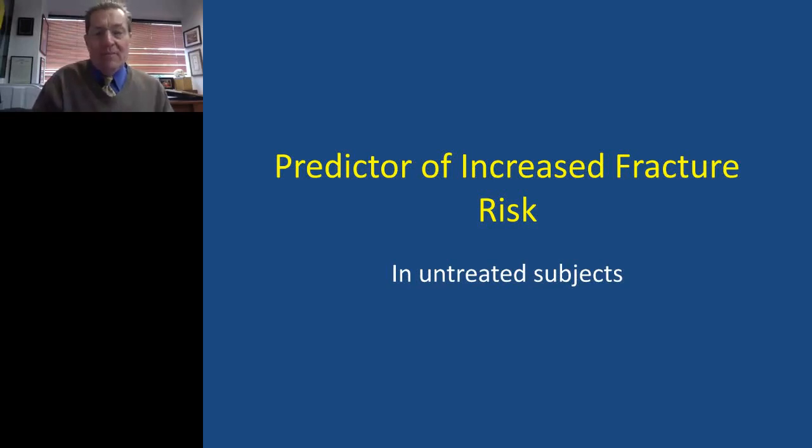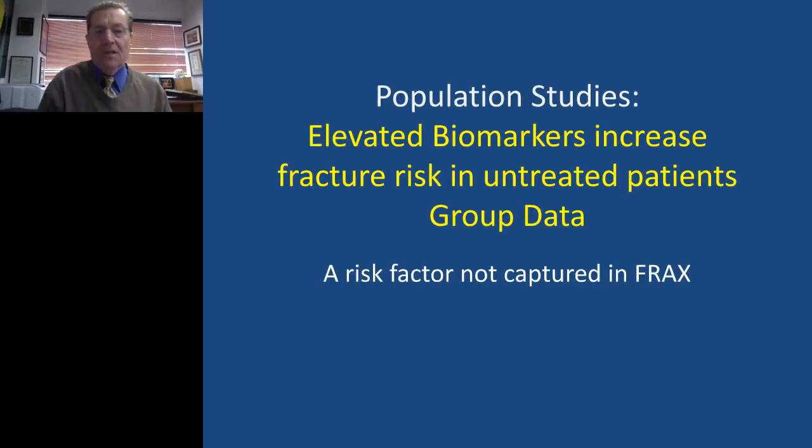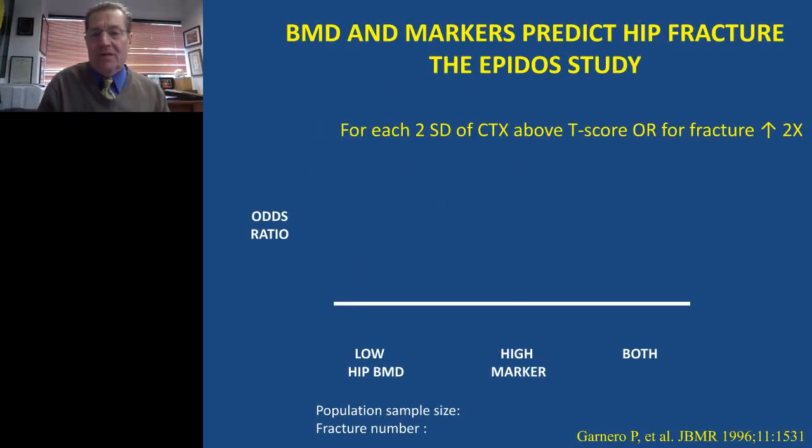Bone markers can be used as a predictor of increased fracture risk. Population studies show elevated markers increase fracture risk in untreated patients, at least in groups of people, and it's a risk factor not captured in FRAX. This comes from probably the pivotal study of that. This is a population study from France, from Pat Garnero, published in the JBMR, showing this is the EPIDOS French population study. For each 2 standard deviations of CTX above the T-score, the odds ratio for fracture risk doubled.